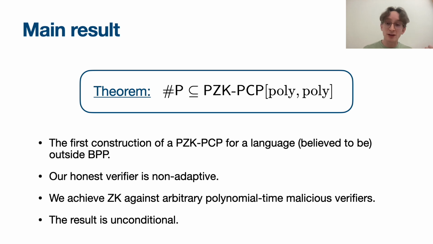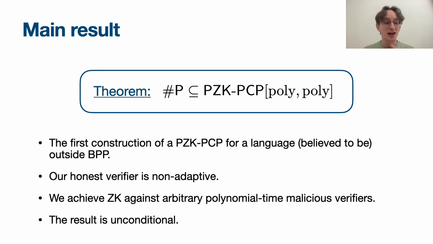And if you recall, the previous constructions, one line of work was inherently adaptive, and the other line of work paid for its non-adaptivity. But we don't really pay for it, in that we get full perfect zero knowledge against arbitrary polytime verifiers, so any polynomial time malicious verifier, including adaptive ones. And lastly, our result is entirely unconditional. There's no cryptography or one-way functions or any assumptions lurking. This is completely unconditional, which is quite cool, I think.